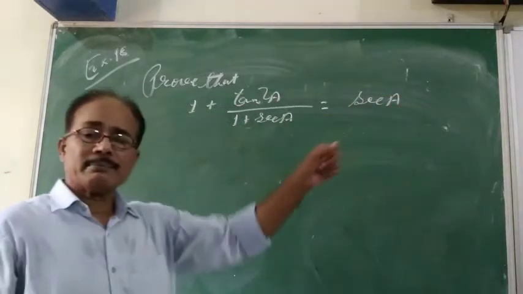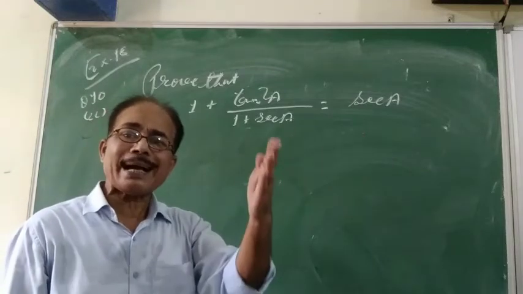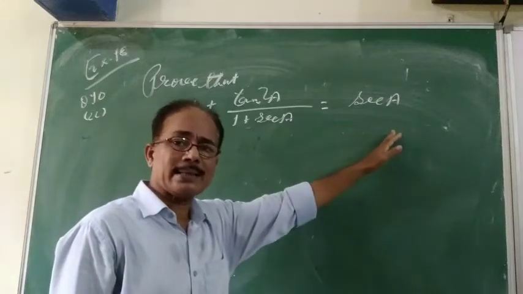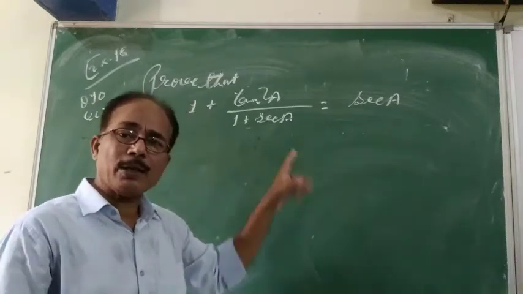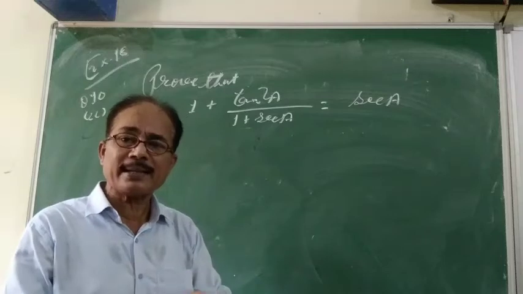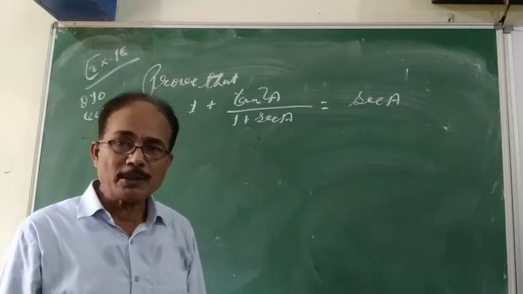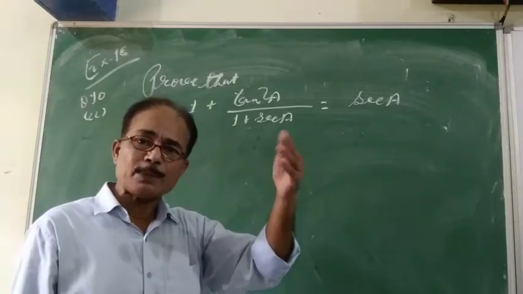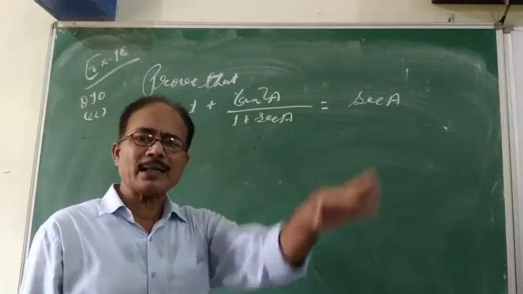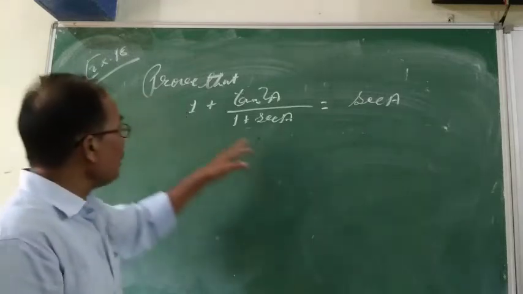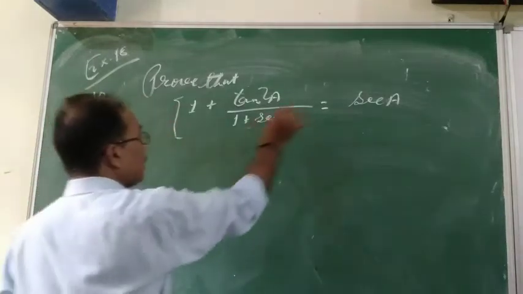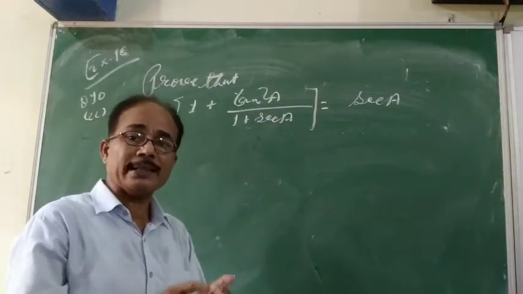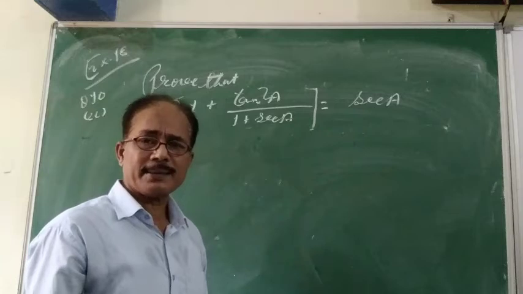Look here, children. You have to split either of the sides, either LHS, then you should get RHS, or RHS, then you should get LHS. You will not split both sides at a time. This is not the method in identities. So you have to split either side to prove the other side. So you split the LHS. This is your LHS, and after splitting the LHS, using the formulas of identities, you should get RHS.